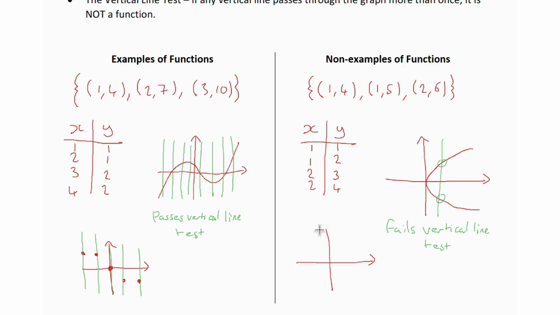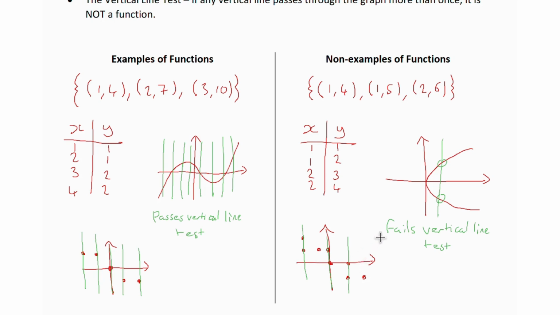The vertical line crosses only once. On the other hand, something like this does not pass the vertical line test because at this point here, and even at this point here, and indeed at this point here, a vertical line would hit points twice. This value of x has two possible y values. Same with this value of x, it has two possible y values. So this is a relation, but not a function.